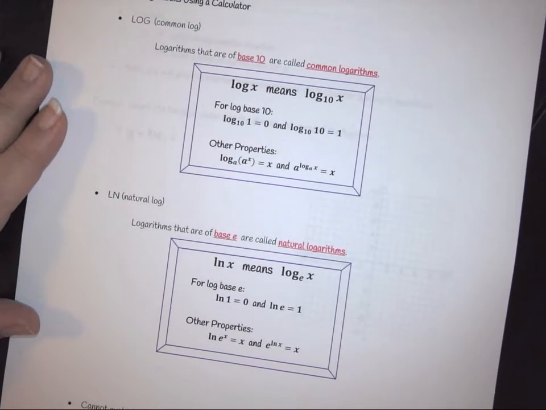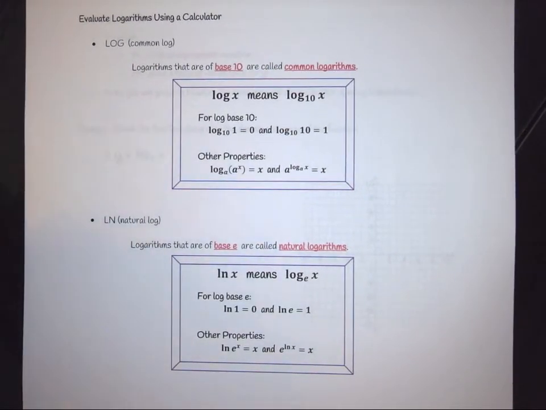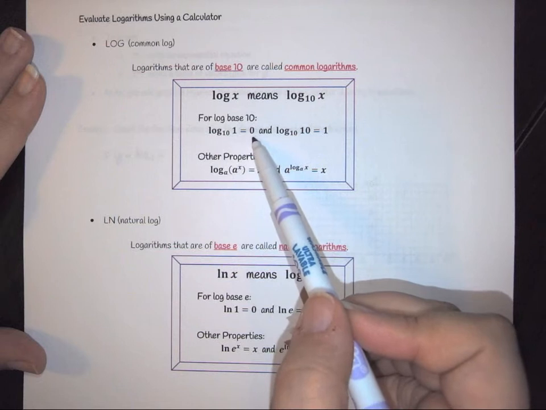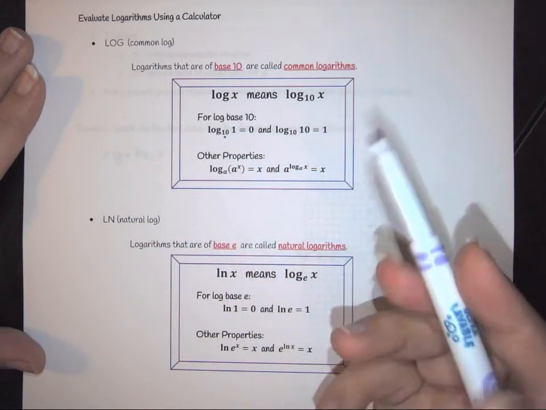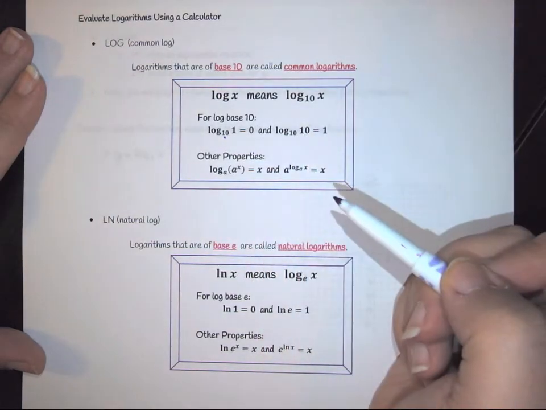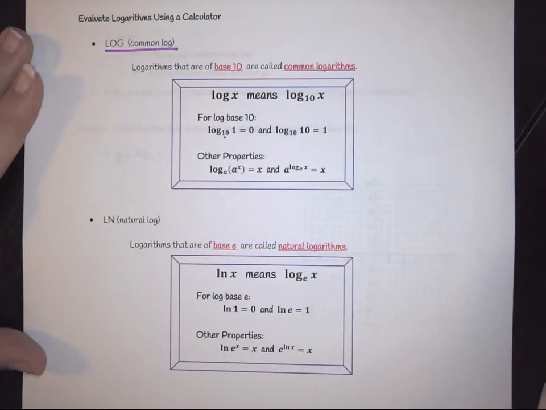Now, another idea has to do with evaluating using the calculator. To do that, we have to keep a couple things in mind. First of all, we have what's called a common log. Common logs are essentially where we have a base of 10. So here, we're looking at the rule log base 10 of 1 equals 0, which means my a value was 10. And again, log base 10 of 10 equals 1. These are for what's called the common log, or the base 10 log.